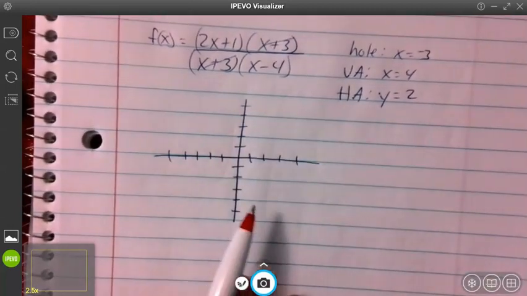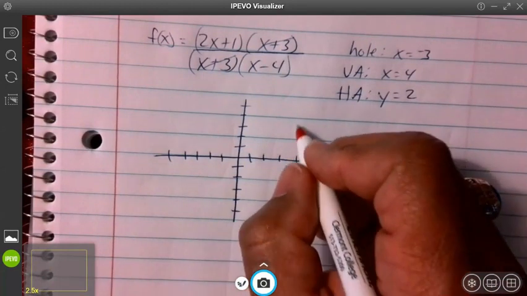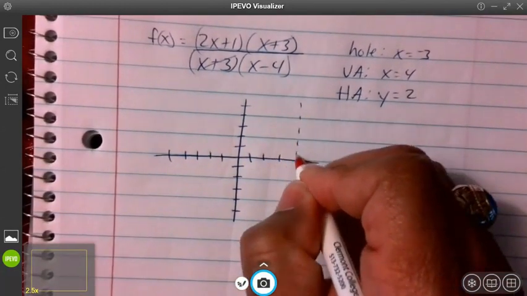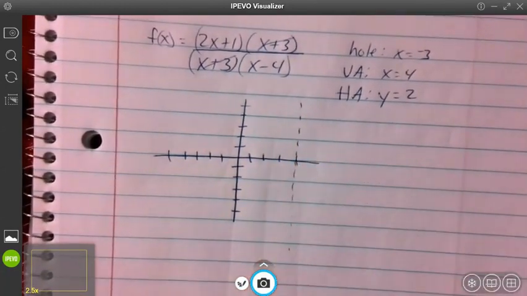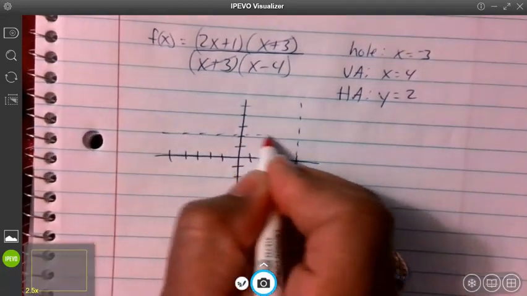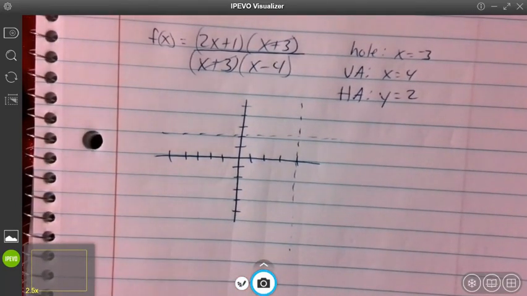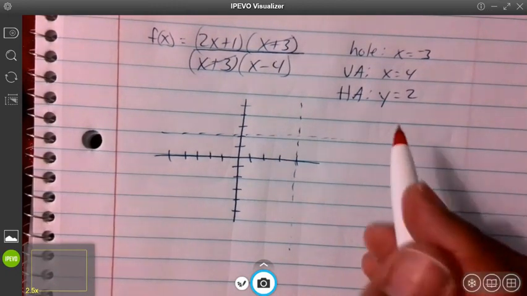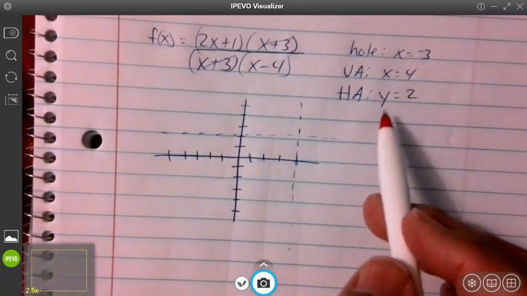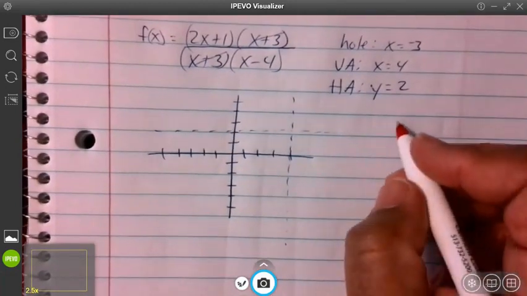Okay, so now we have a vertical asymptote at 4, a horizontal asymptote at 2, and you know you have a hole. Now the way to find out the coordinates of that hole, let me just write that over here.